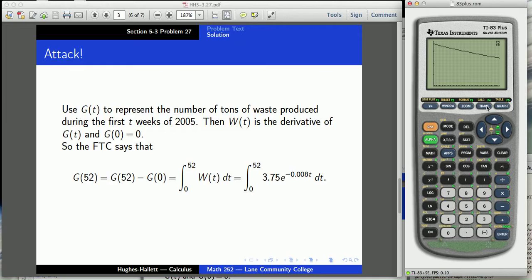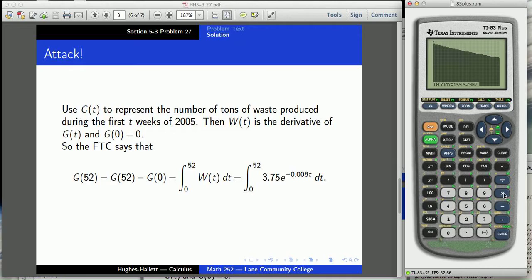So I'm going to use the calc feature on the calculator, option 7 down here. And I'm going to start with week 0, and I'm going to tell it to end with week 52. And I'm going to have it go ahead and compute that area. And when it computes that area, we are going to see, I hope, sure enough, 159.52487. That's exactly how many tons of waste were produced during the entire year.